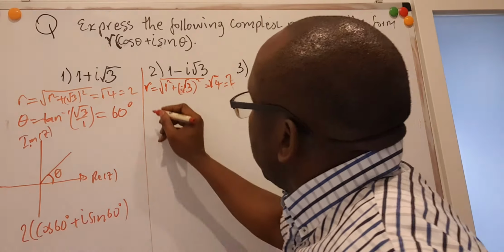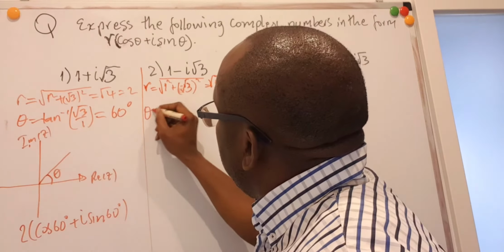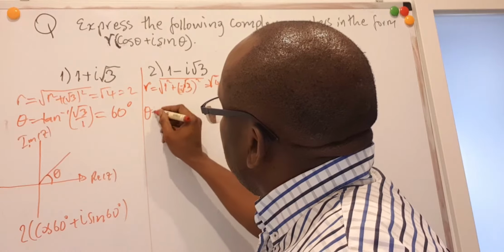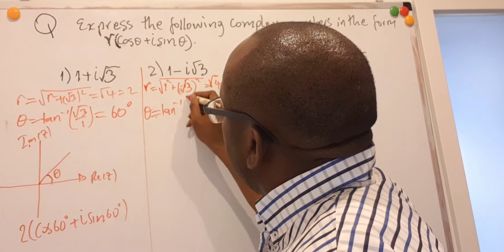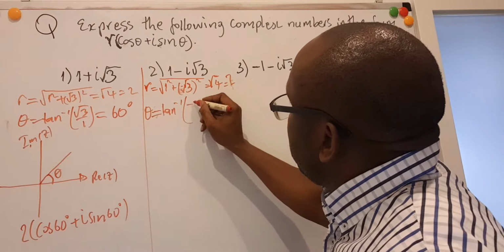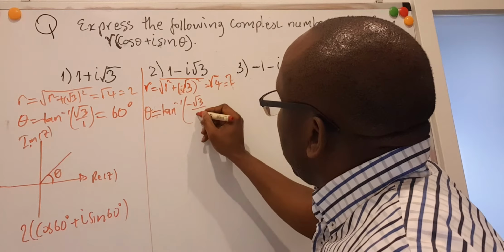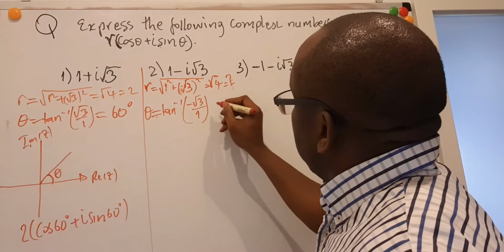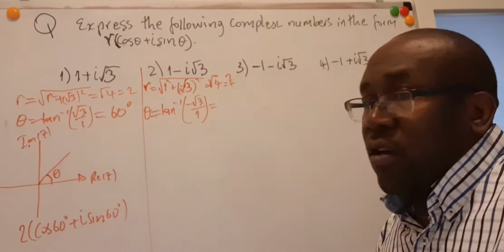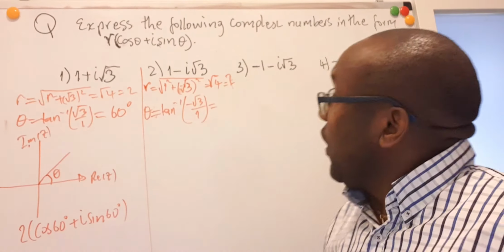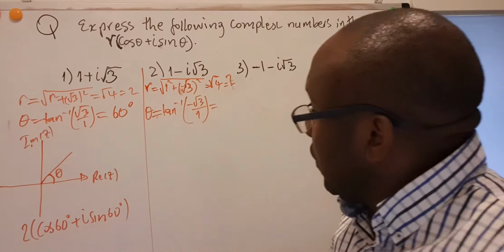So now we are left to look for theta. Theta is the tan inverse of the imaginary part, that's minus root 3, divided by the real part, that is 1. But in order to get this angle, we have to also think, in which quadrant is this one lying? So we look again.